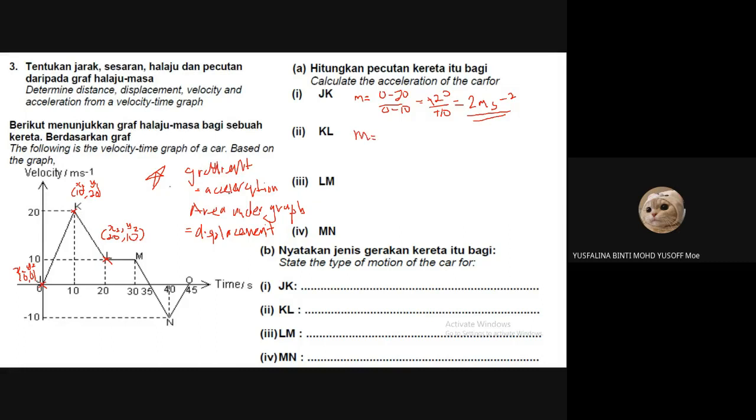y2 minus y1, so 10 minus 20. And then the second one, x2 minus x1, 20 minus 10, right? How can you get 0? How did you get 0? Can the teacher know how you got 0?